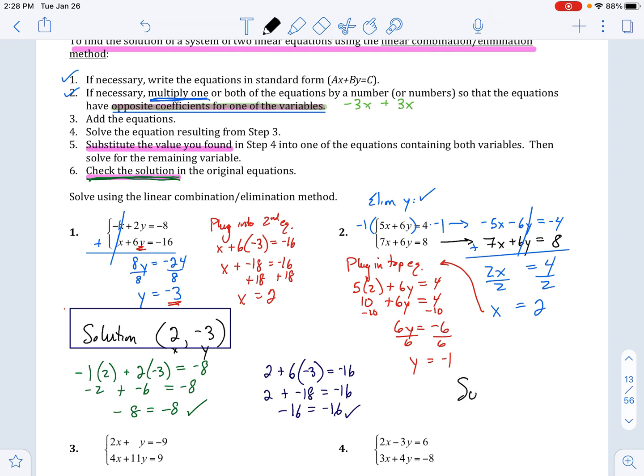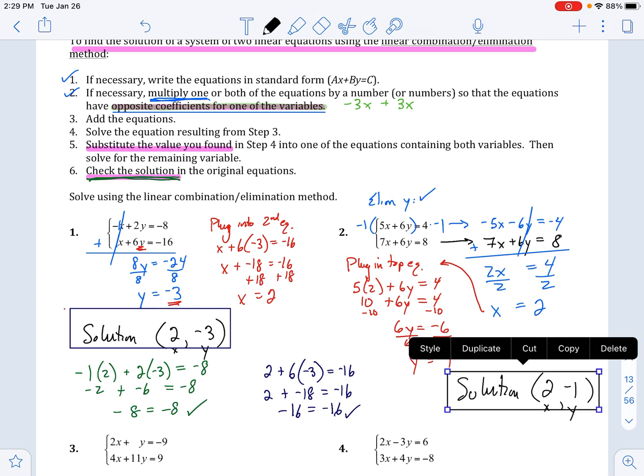What this again tells me is that my solution is this ordered pair, x comma y, where x we found to be 2, and y we found to be -1. You could definitely take that and plug that back in and check it. I'm going to move on with the next problem because I do know that, in fact, if I were to check it, that would work.